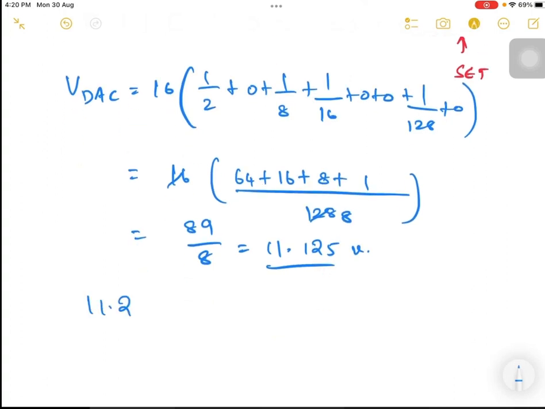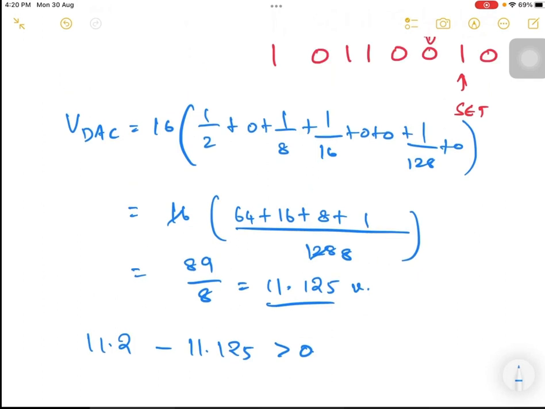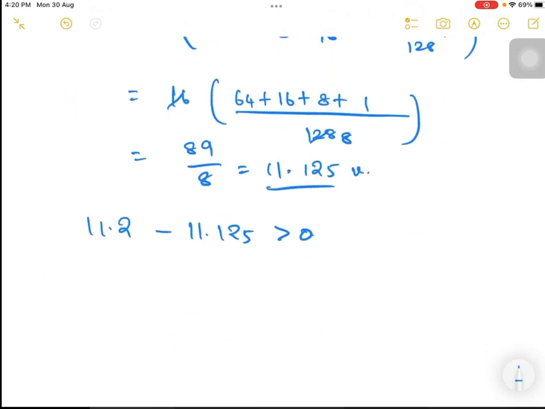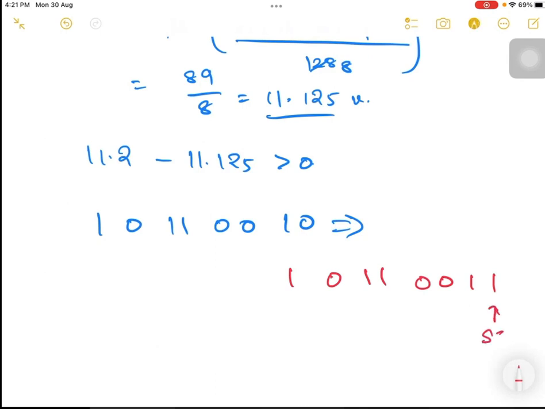Okay, so the last bit we are pending. So we have 11.2 minus 11.125, which is greater than 0. So in that case what we have to do is, the current bit pattern is 10110010, now this can be converted to 10110011. Okay, so in that case what happens, this is set, this bit is as it is, because it is greater than 0.